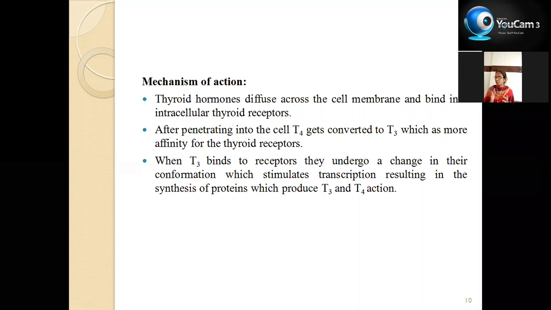After it penetrates into the cell, the T4 gets converted into the T3, which has higher affinity for the thyroid receptor. This T3 binds to the receptors, and they undergo a change in conformation, which stimulates transcription, resulting in the synthesis of proteins which produce the T3 and T4 action. So the mechanism of action is that thyroid hormones diffuse across the cell membrane and bind to the thyroid receptor.